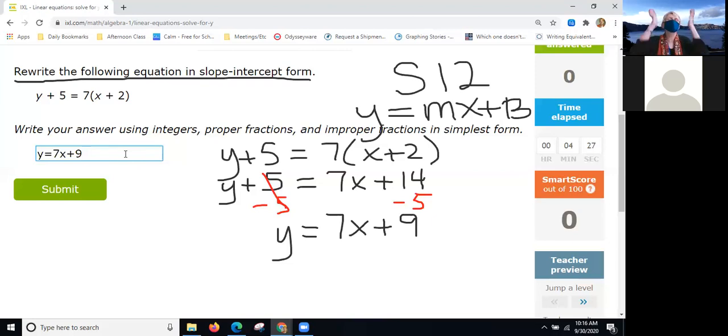And then realize, oh, that said 7x equal 9. Oh, no wonder I got it wrong. But this is what I had on my paper. So always take a look at it before you click submit.